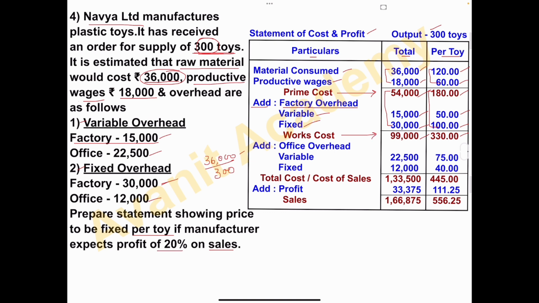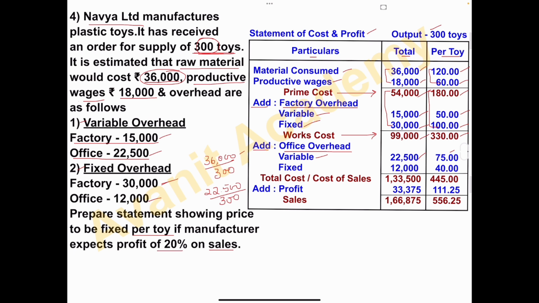After works cost, we have to take office overhead or administrative overhead. Write here, add office overhead. In variable overhead, office amount is 22,500. Write here in total column 22,500. To get the per toy amount, what do we have to do? 22,500 divided by 300, and you will get rupees 75.